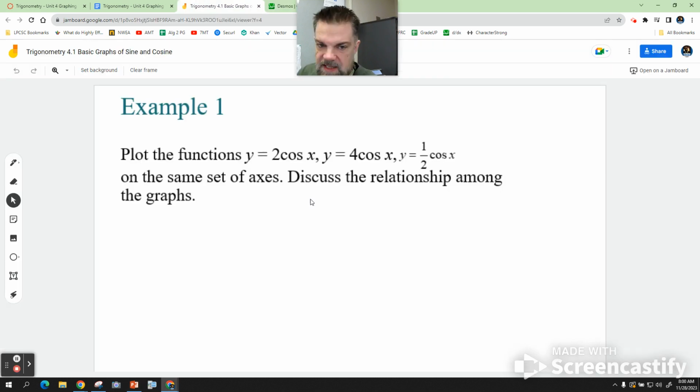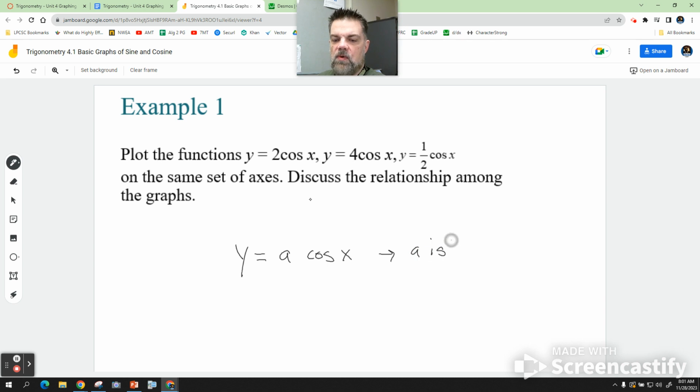That means that we can think in terms of this: y equals A cosine of x, where A is what we call the amplitude. It's a scalar multiplier, which is a fancy math way of saying whatever the y value is, we're going to multiply it by whatever A is. Okay?